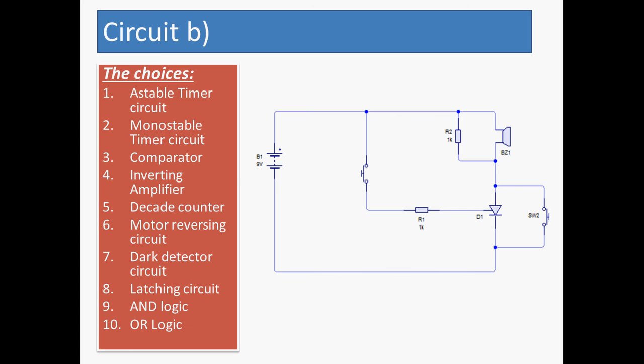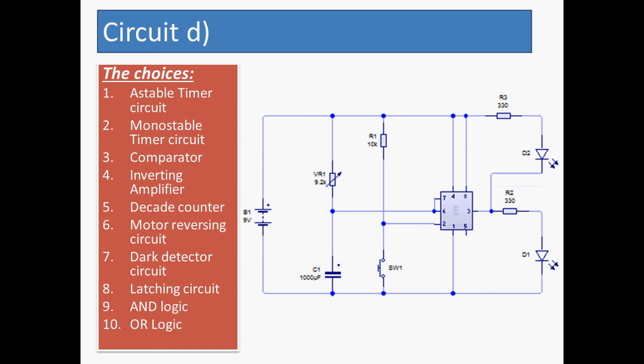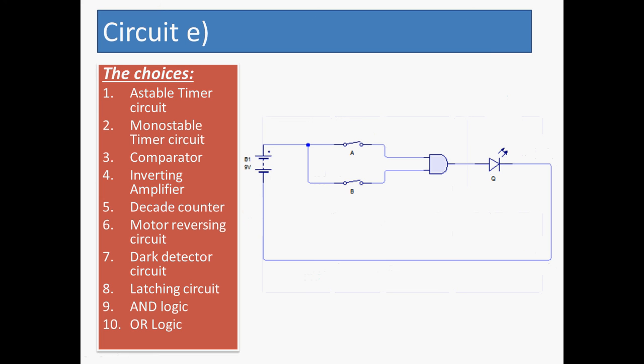That is number 8, a latching circuit. That is number 10, an OR gate. That is number 2, monostable timer. It's got the switch on pin 2, remember it. That is number 9, an AND gate. Both switches have to be on for the LED to come on.